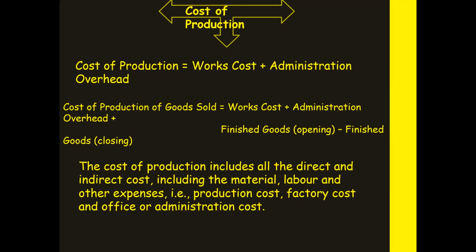But it also, after making adjustment of the finished goods, we make the adjustment by subtracting the closing finished goods and the finished goods that were in opening. So the final formula for cost of production of goods sold is the work cost plus administration overhead plus finished goods opening minus finished goods closing.